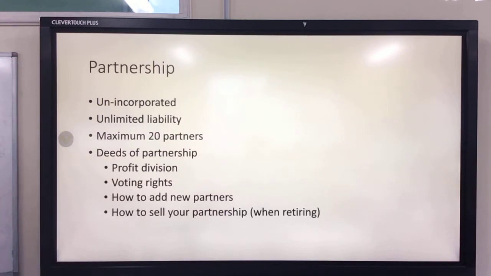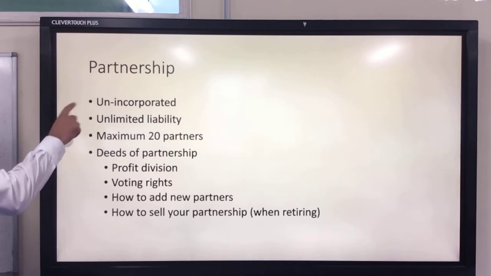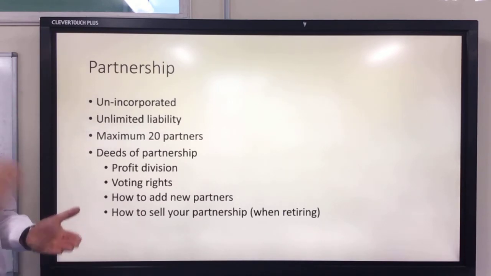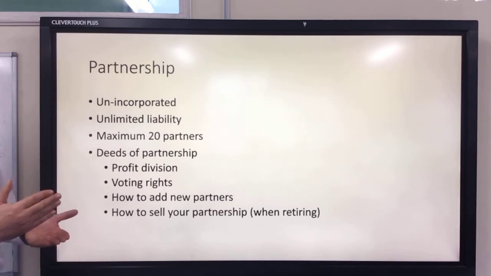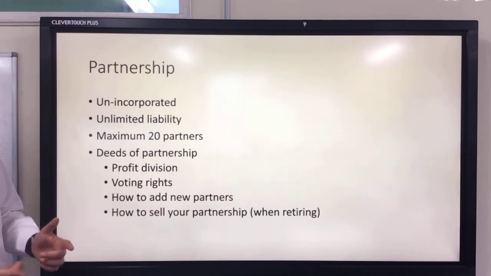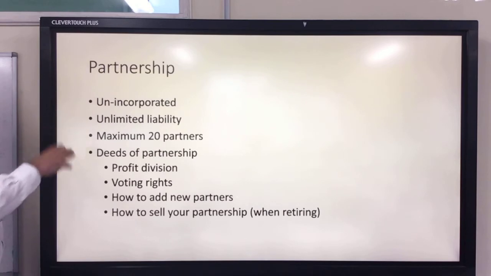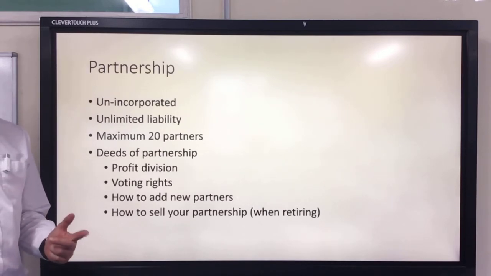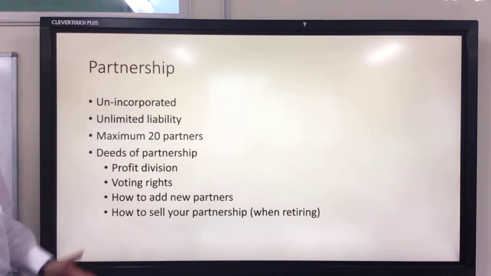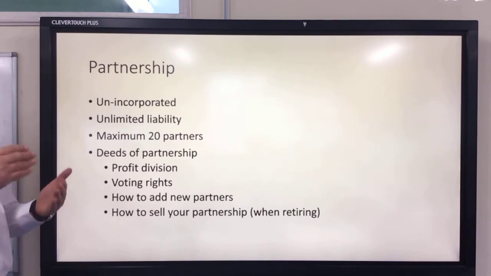Next, we've done partnerships. So partnerships are still unincorporated, unlimited liability, no difference in the eye of the law between the owners and the business. The difference between partnerships and sole trader is that there is more than one owner. Between two, a minimum of two, and up to 20 in the UK.